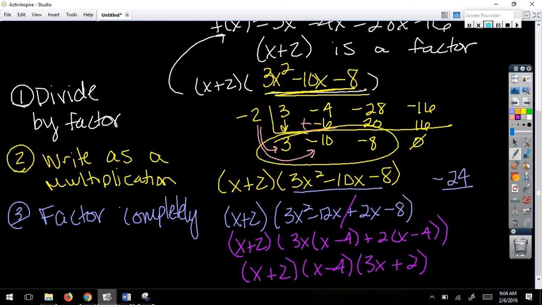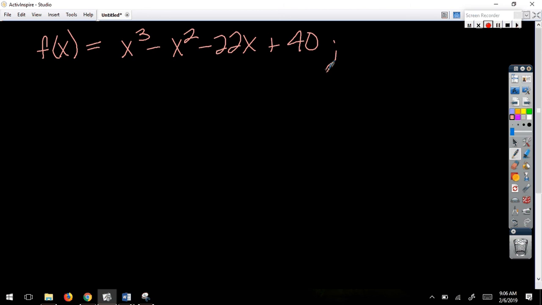In your homework, it'll say given f of x and a given factor, factor completely. So I'm going to tell you that x minus 4 is a factor. Now factor it. The semicolon just means that doesn't go with the f of x. This is a factor. Now factor the polynomial completely, given that you know x minus 4 is a factor.